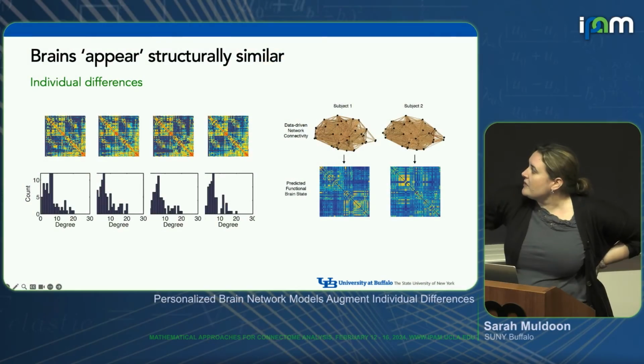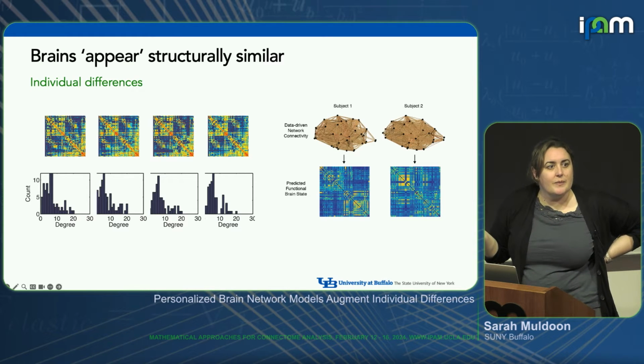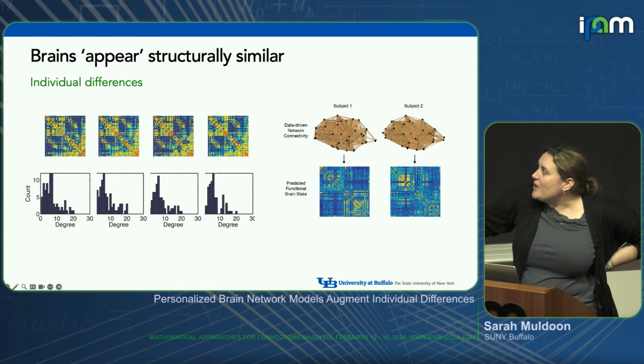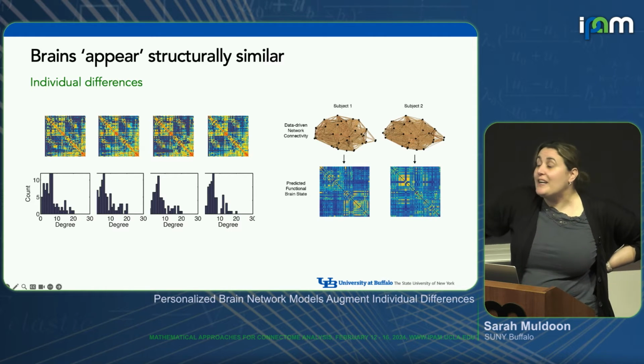This was not something that we thought would happen, because these are examples of 4 of those subjects and their structural connectivity matrices. If you look at them, you can see small differences by eye, but if you plot their degree distributions, they're largely the same. The statistical properties of these networks look very similar. It's very hard to take these networks and measure differences between them, okay?